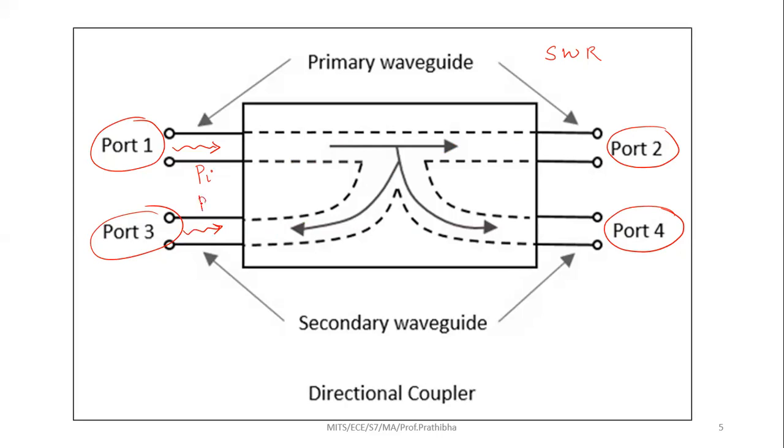Can anyone think of what PB is? PB is nothing but the backward power, and PI is nothing but the incident power. So we have the S matrix to calculate. First we'll understand it. What is PI? PI is the incident power. What is PB? It is the backward power.